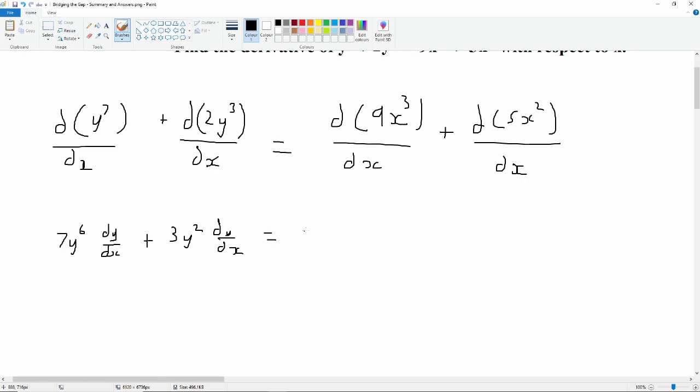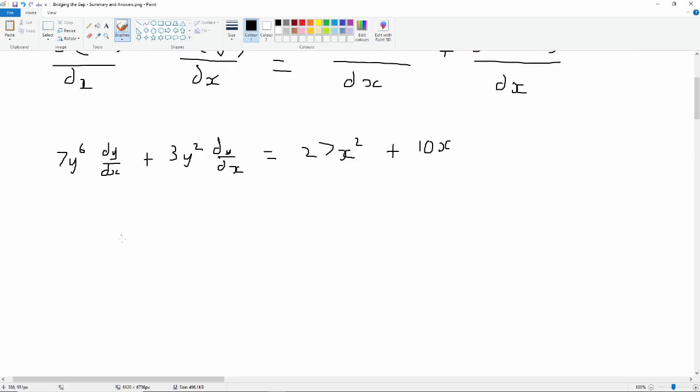And that's all equal to, well, this time it's the derivative of some function of x with respect to x, so that's just 3 times 9, which is 27x squared. So there's no need to multiply by dy by dx. And then 2 times 5 is 10, so that's 10x to the power 1.